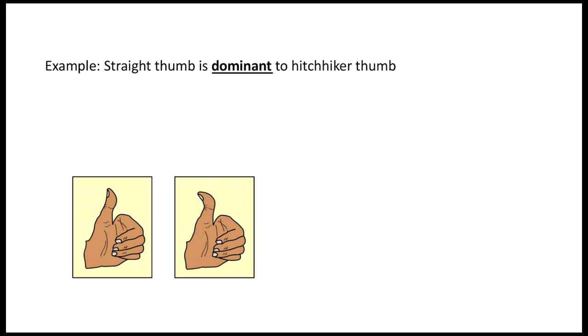So for example, let's talk about hitchhiker's thumb. A straight thumb is dominant to a hitchhiker's thumb. You can see the two images: the straight thumb is on the left and the hitchhiker's thumb is on the right. With this, capital T, because it is dominant, represents the straight thumb, and the lowercase t represents hitchhiker's thumb.